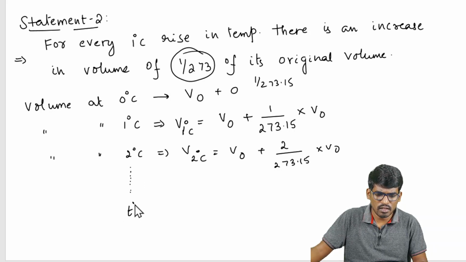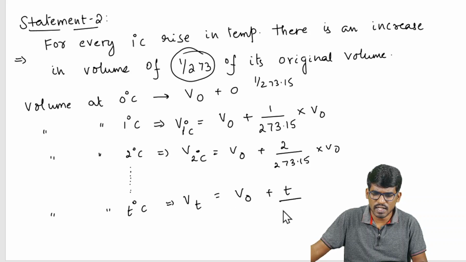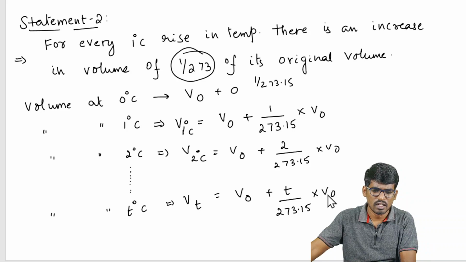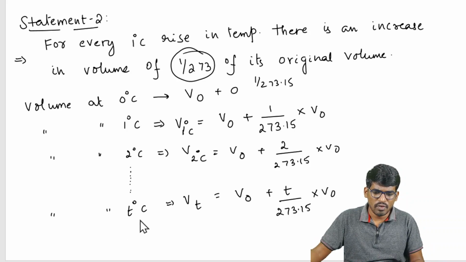Let us say the volume at T degrees Celsius is Vt, which is in turn equal to V naught plus T by 273.15 into V naught. Hope you understood that. If I take it at T degrees Celsius, Vt will be equal to V naught plus T upon 273.15 of its original volume.